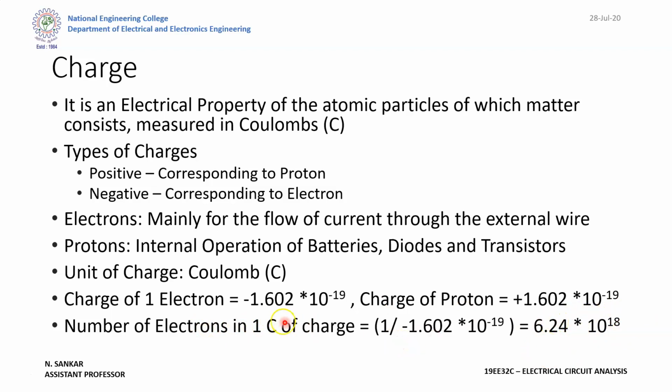So how are we getting this? Just take this term to the denominator: 1 divided by minus 1.602 into 10 power minus 19. Since we are talking about numbers, we won't represent that as negative, so we are just omitting the negative sign and representing this as an absolute value, that is 6.24 into 10 power 18. This is the same for the number of electrons and the number of protons.